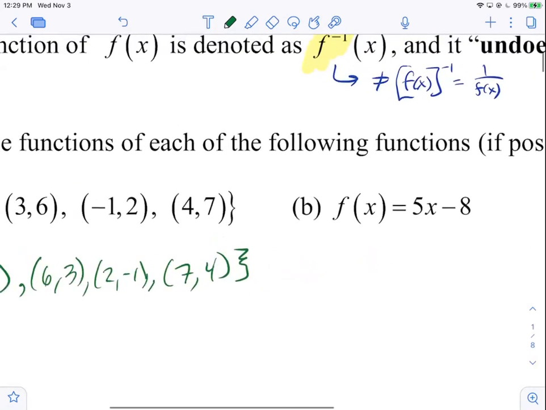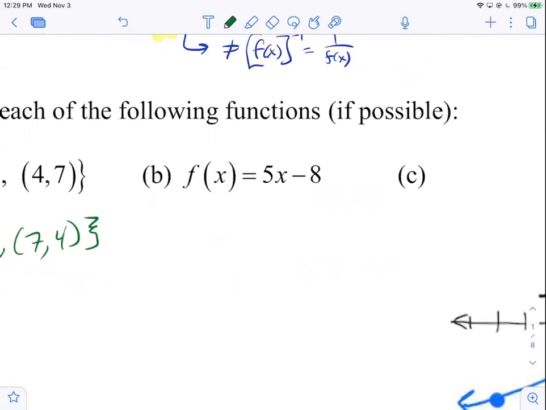All right, letter B, f of x equals 5x minus 8. So you could do this one intuitively, right? Let's go ahead and change f of x to y. If I pick a number and I multiply it by 5 and then subtract 8 and give you that result, all you would have to do to get back out of it would be to take my input that I give you and do what first?